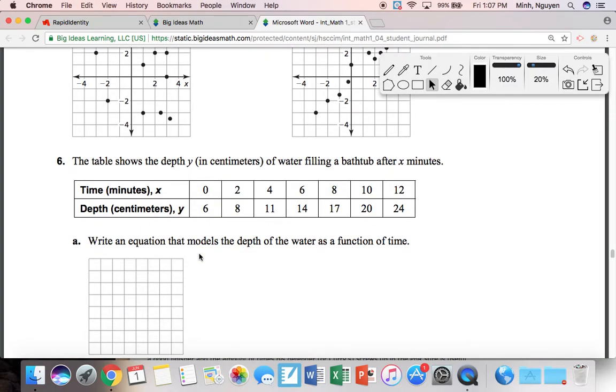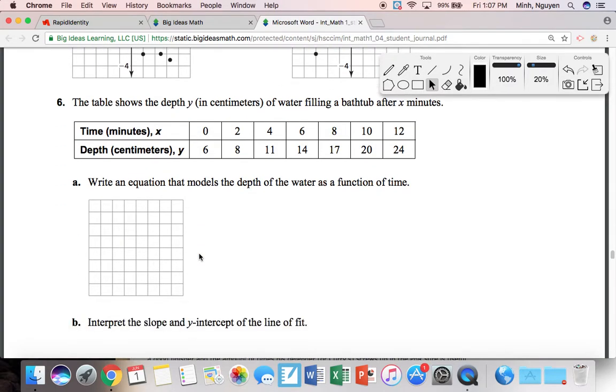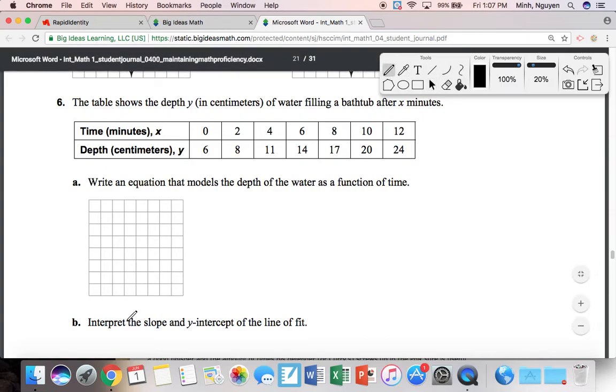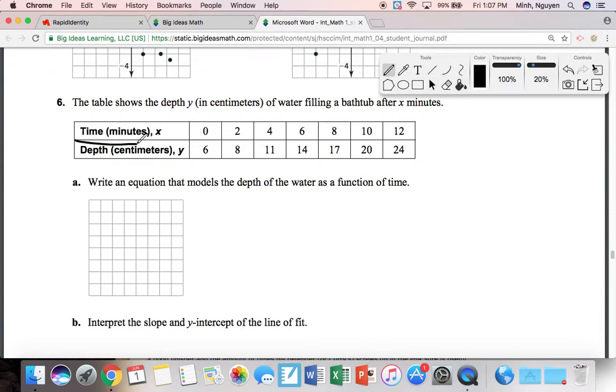Write an equation that models the depth of the water as a function of time. Let's see here. We're going to take this horizontally. So we'll say time: 0, 2, 4, 6, 8, 10, 12. Sorry, I'm using the x for those values. We are going all the way up from 6 to 24.